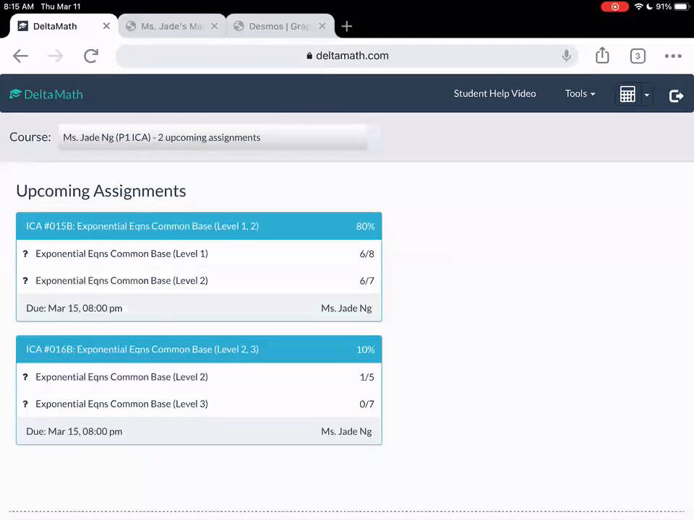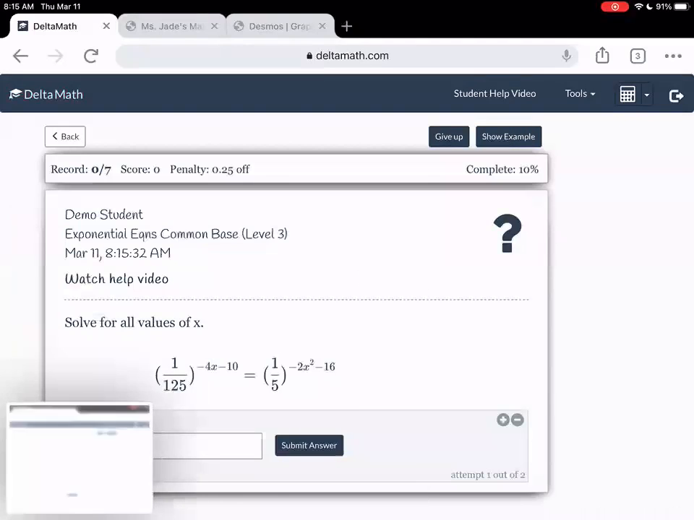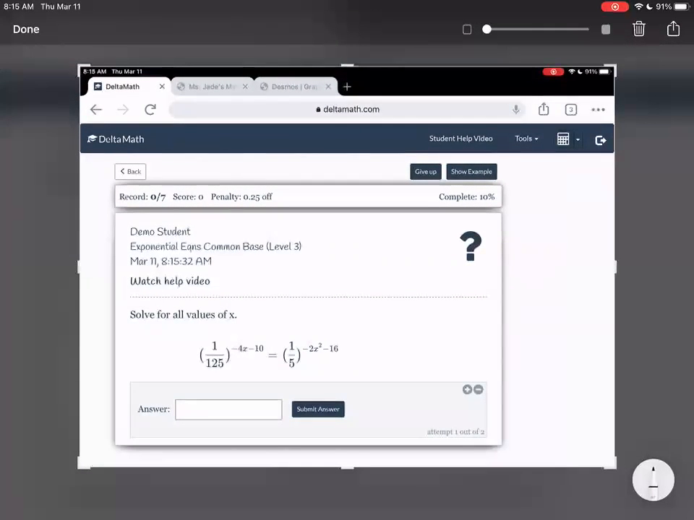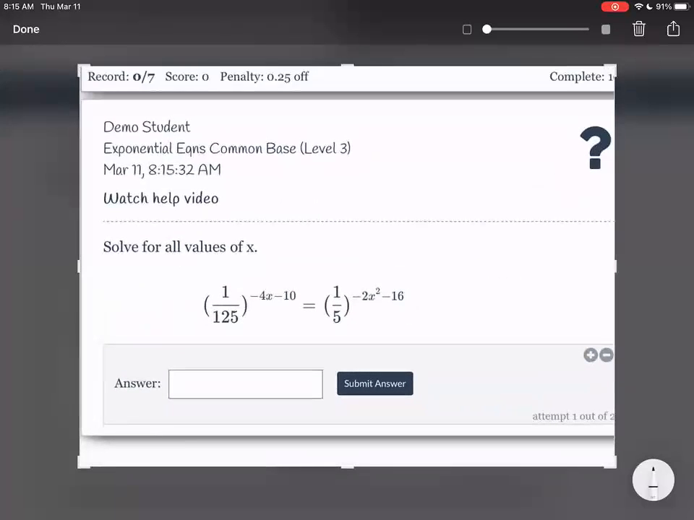So now on to exponential equations common base level 3. Same basic idea, it's just that the exponents are a little bit more complicated, but rewriting it with the same base is going to be the same process. So we have 1 over 125 and 1/5. So let's take a look at the 1/5. That tells me that we want a common base of 5.